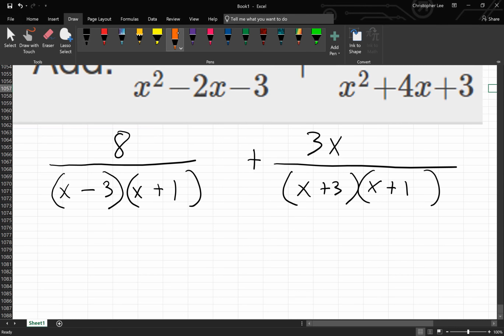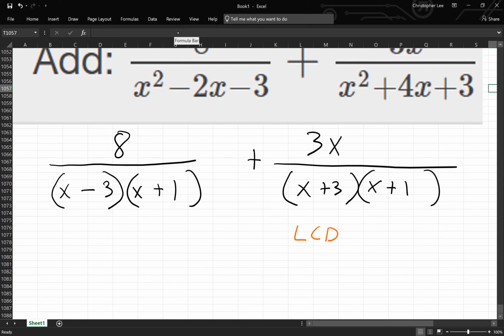All right. So help me out. The LCD, what's that going to be here? I heard x plus 3. What else? x plus 1. What else? x minus 2. x minus 3. Good. Any questions on the LCD? We good?